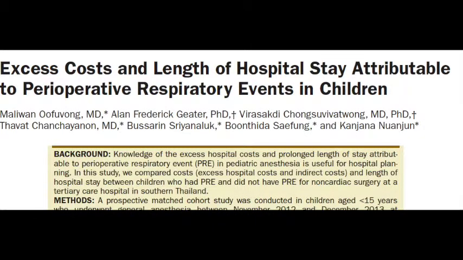Your patient's oxygen saturation was less than 95% for more than 10 seconds, or perhaps your patient had laryngospasm during induction of anesthesia. Does it cost more to care for that patient?